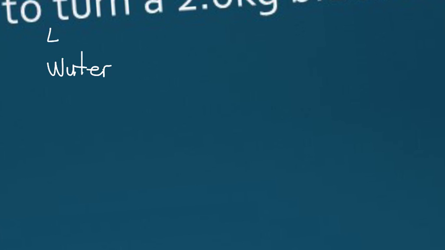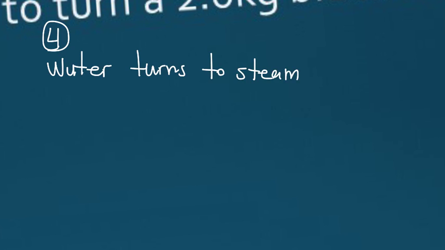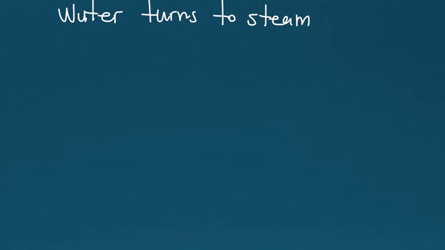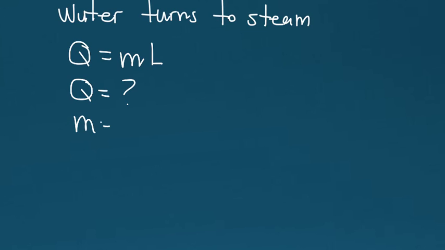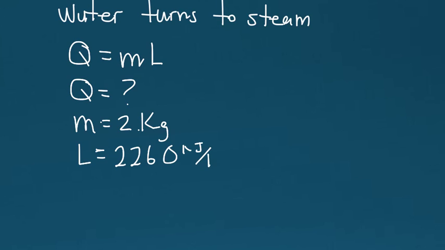This is part 4. Okay, so Q equals mL. Knowns and unknowns. Don't know Q. M is still 2 kilograms. Still haven't lost any of that water. The L now has changed because we're looking at the latent heat for steam now. So it's 2,260 kilojoules per kilogram.